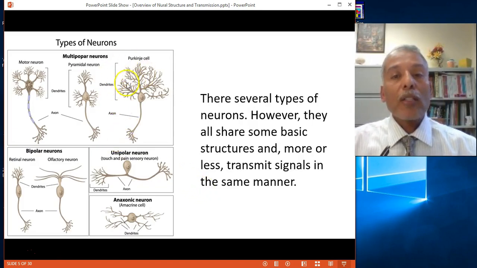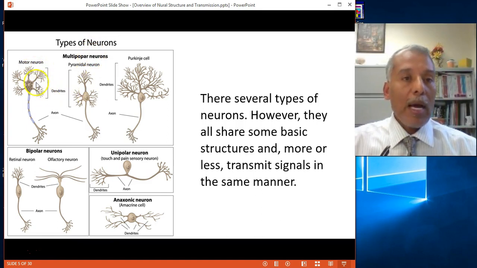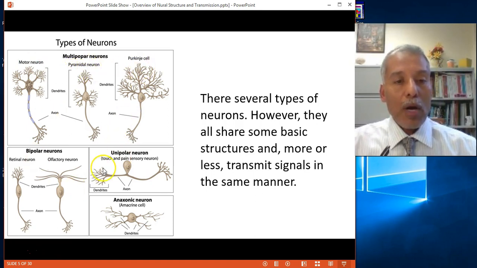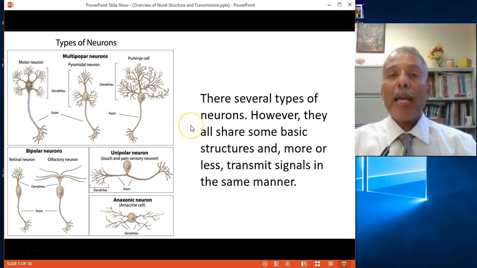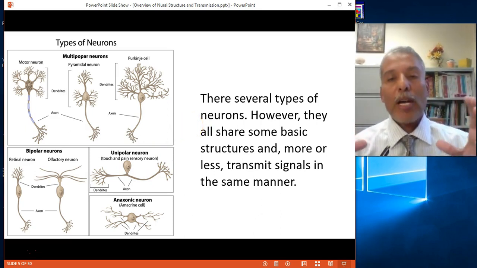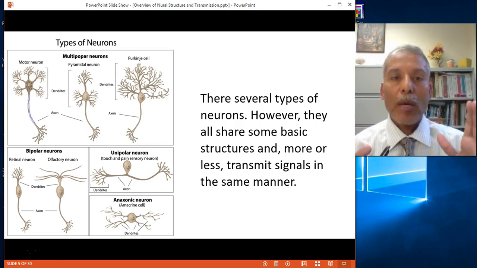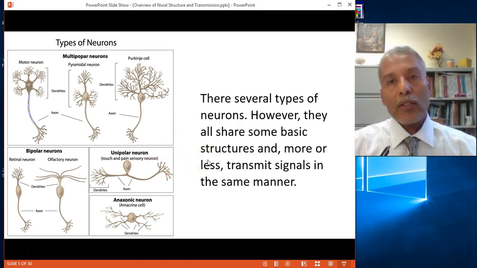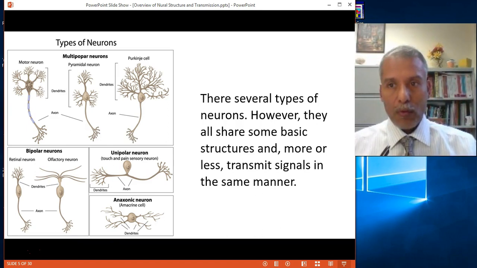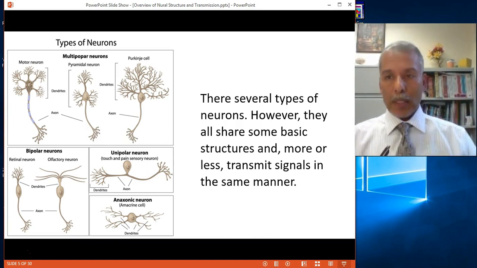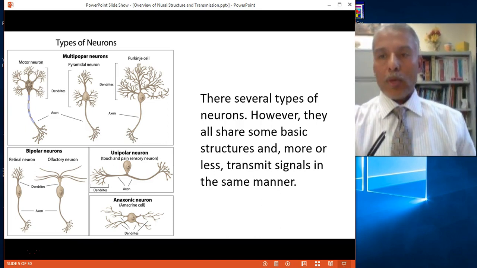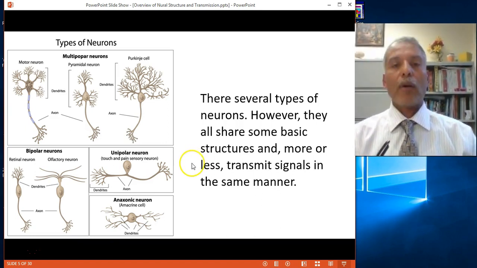So there are different kinds of neurons. As you could see, you could look at the shapes and like motor neurons, pyramidal neurons, all different kinds of neurons. However, they all share a basic structure. Some components they all have, and they also transmit signals in the same way. So when we study the structure of a neuron, we look at the structure of basically any kind of neuron, because of what neurons look like and how they function.